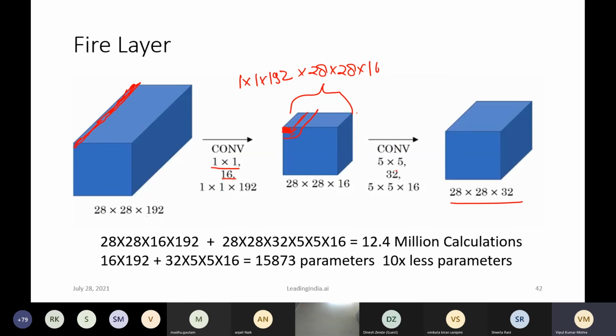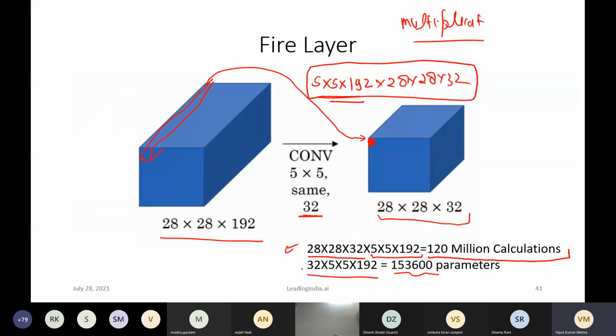So once we got these values, we are doing this multiplication. So how many multiplications do you have to compute again? We required 5 cross 5 cross 16 for this individual value, and for this we just multiply 28 cross 28 cross 32, and that is written here for the first block and for the second block. Once you sum them, it will be 12.4 million calculation. Similarly, if you compute the parameters, you will get 16 cross 192 and 32 cross 5 cross 5 cross 16. Total is this parameter.